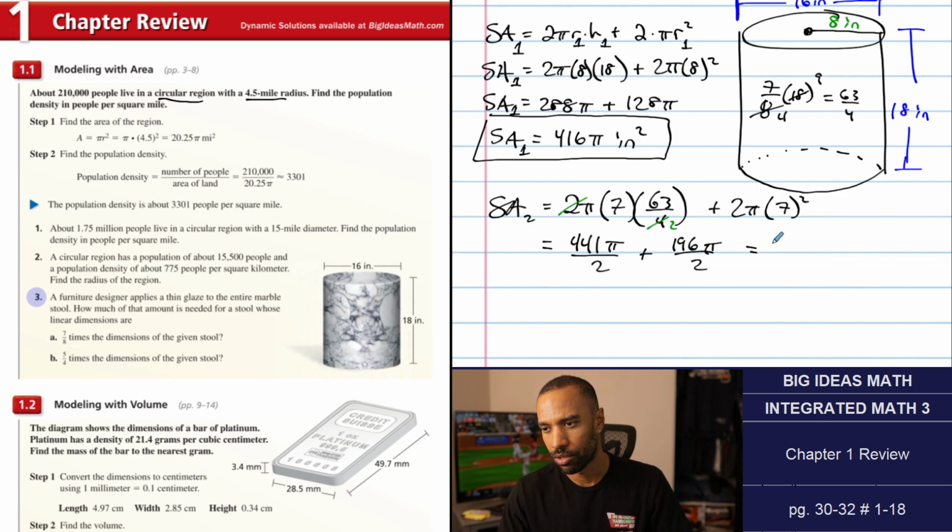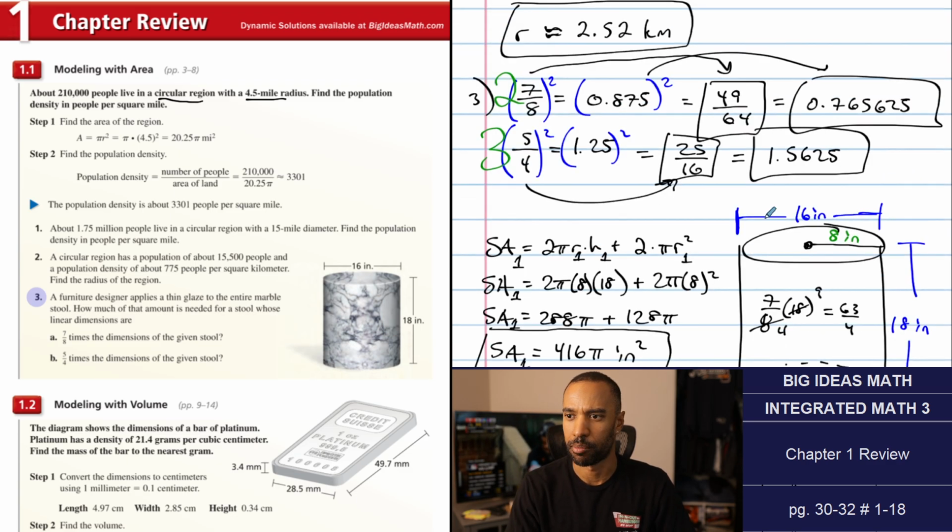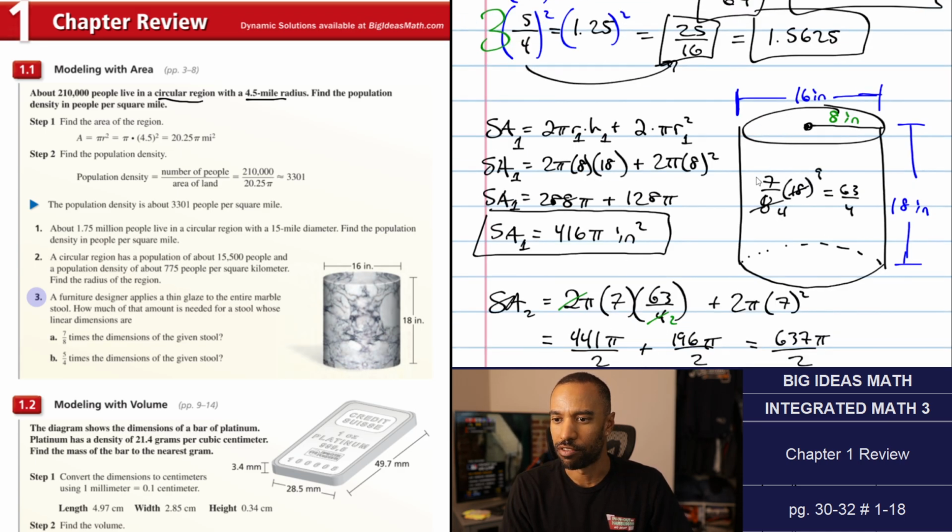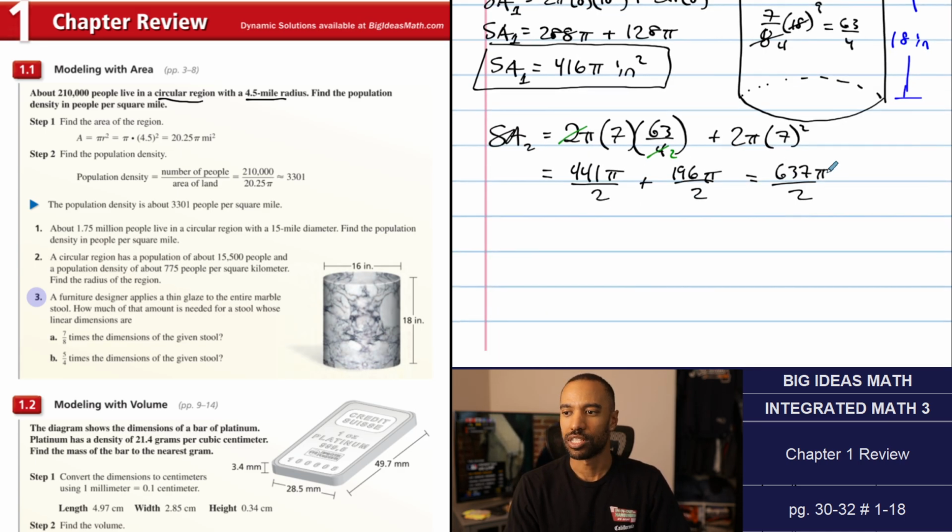537, no, 637 pi over 2. Why is that different from the number I got here before? Oh, because we have to divide and compare these things. That's right. So 637 pi over 2 square inches.